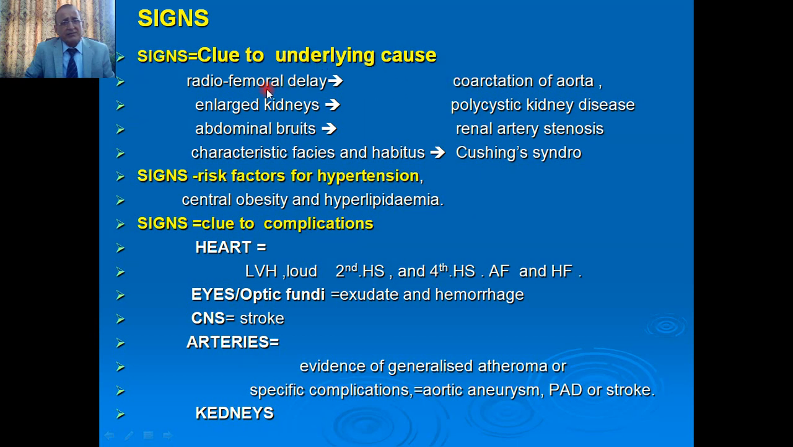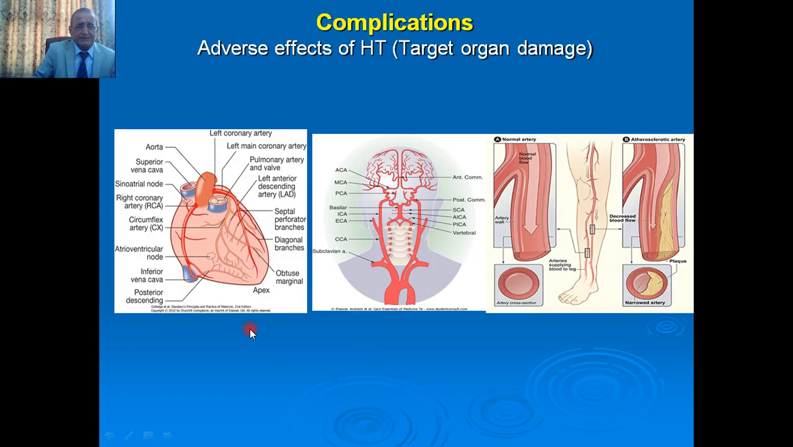Underlying cause: you might have coarctation of the aorta, then you have radiofemoral delay; polycystic kidney, then you have enlarged kidney on palpation; and renal artery stenosis, you might hear a bruit; or the characteristic facies and habitus of Cushing syndrome. Then risk factors like hyperlipidemia, xanthomas, etc., or the signs of complications in the heart: left ventricular hypertrophy, loud second heart sound, atrial fibrillation, heart failure, etc.; in the eyes or optic fundi, you might have hemorrhage; and CNS, stroke; and the arteries, evidence of atheroma; and the kidneys. I'll come to these complications.